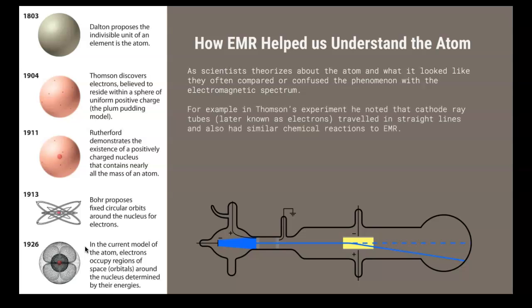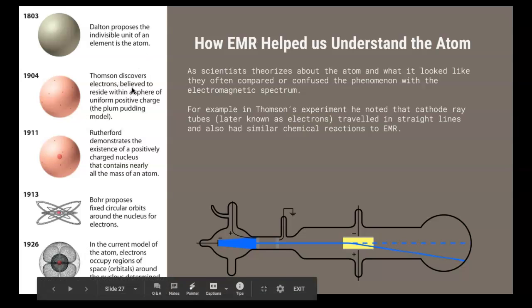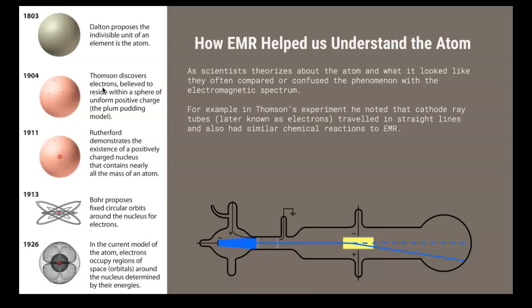So as they studied this, they had to differentiate between electrons and other subatomic particles like protons and neutrons, and actually how electromagnetic radiation is working. So for example, specifically Thomson, the one that had the plum pudding model right here, when he was doing his cathode ray experiment, he was trying to prove that EMR and this experiment was going to do the same thing. So he noticed a couple of things.